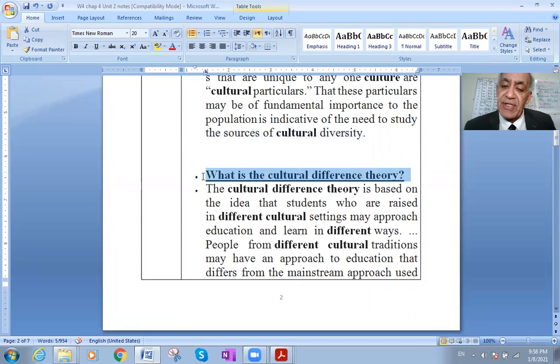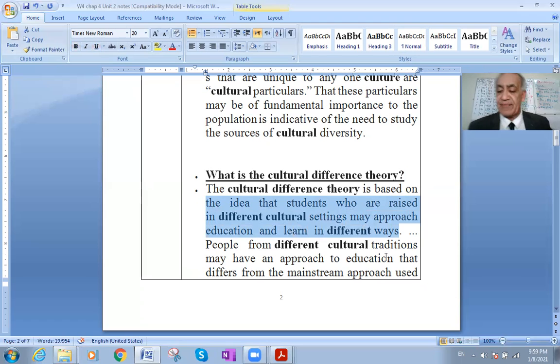What is the culture differences theory? Let's go to the theories now of the culture. What makes the culture difference? The theory is based on just trying to investigate why cultures are different. It is based on the idea that students who are raised in different culture settings may approach education and learn in different ways. So the way you are brought up will affect the way you study, the way your life will be, the way you act, the way you behave, all these things.